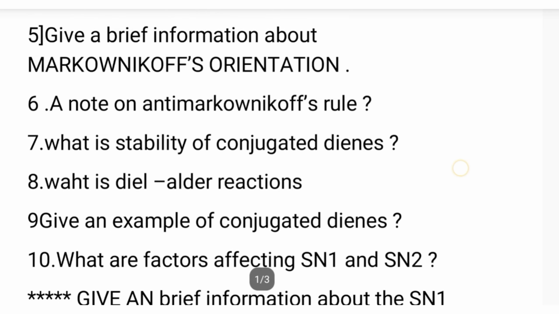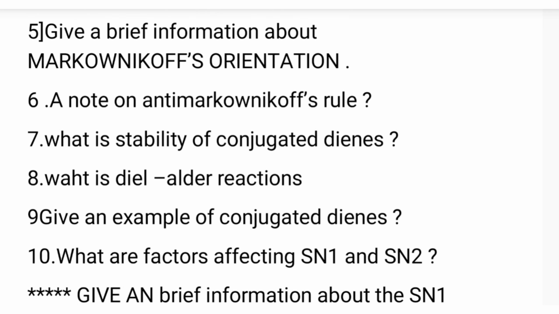Okay, information about Markovnikov's rule, Markovnikov's orientation, is one of the most important questions, along with SN1 and SN2. And a note on anti-Markovnikov's rule. This Markovnikov's rule and anti-Markovnikov's rule is one of the most important. Please just try to see what the principles of this are.